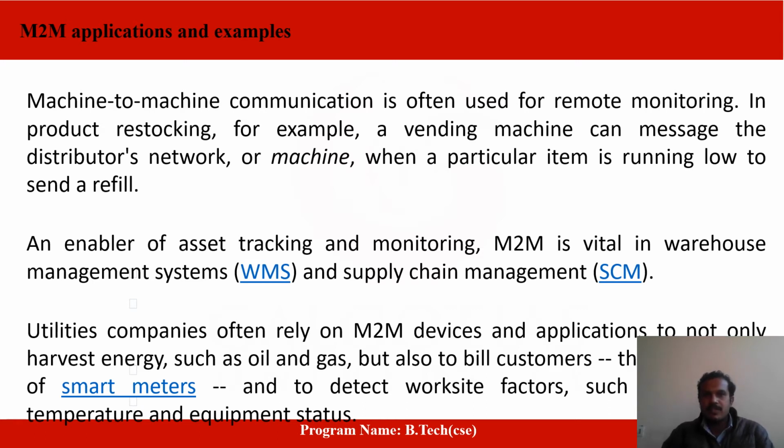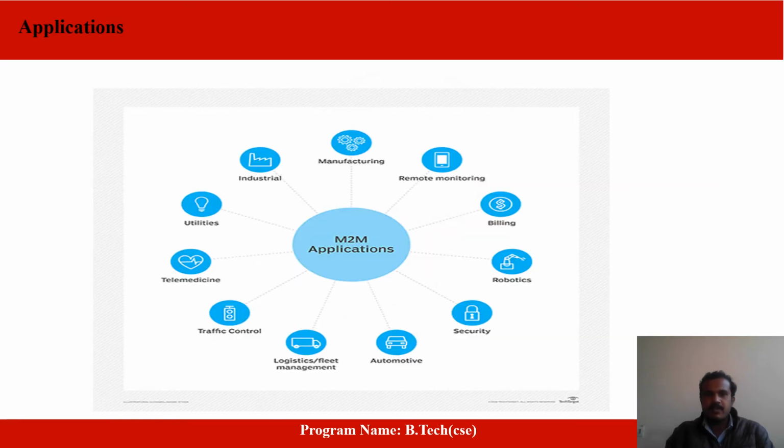Machine to machine communication is often used for remote monitoring. In product restocking, for example, a vending machine can message the distributor network or machine when a particular item is running low, to send a refill. As an enabler of asset tracking and monitoring, M2M is vital in warehouse management systems and supply chain management. So these are the different kinds of applications.